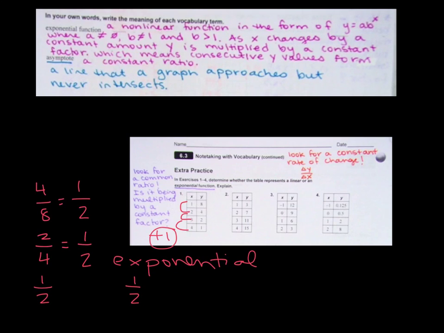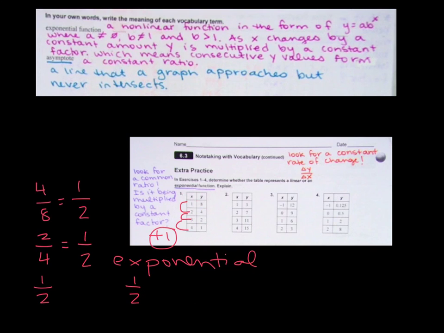8 times a half is 4. And 4 times a half is 2. And 2 times a half is 1. So looking for that pattern, that constant ratio or that common factor that the y values are being multiplied by will tell you that you're looking at an exponential function.